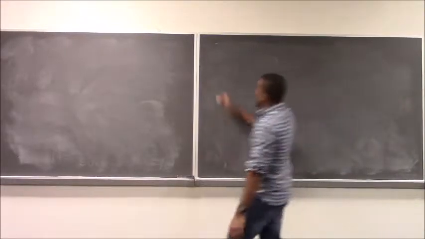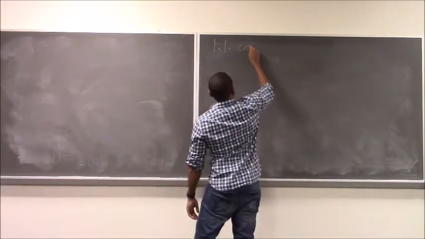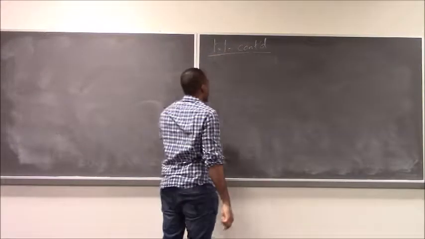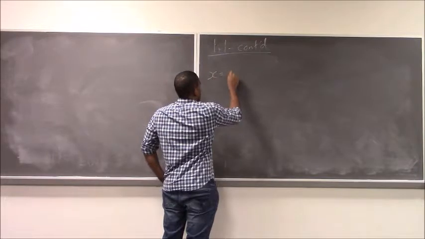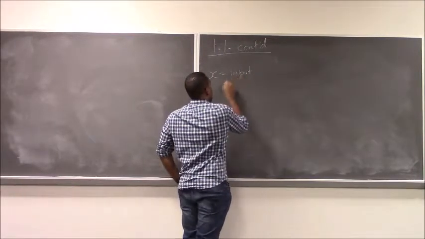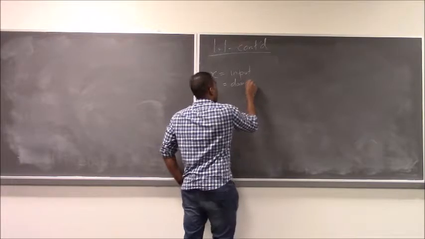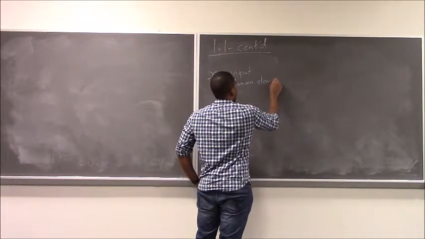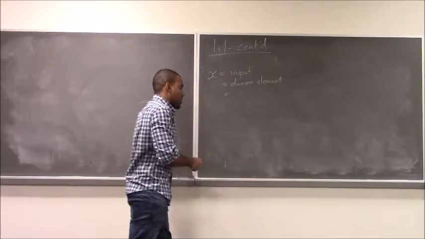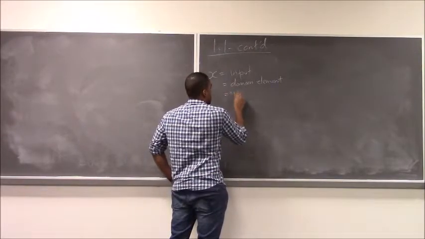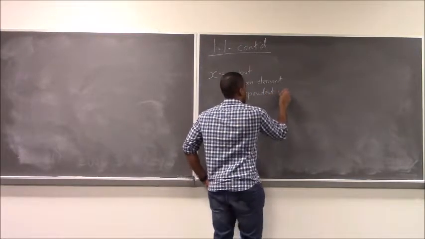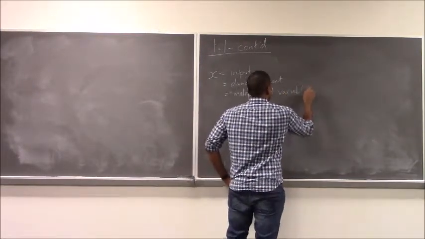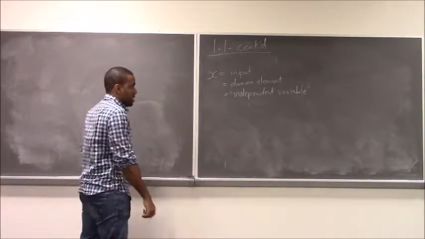One thing I forgot to tell you yesterday, so it's 1.1 continued. There's another terminology that I might use every so often. Remember I told you that X we can think of as an input. It's also a domain element. It represents a generic domain element. Another phrase you might see me refer to this as is the independent variable. So I don't want you to be confused when I'm calling something an independent variable.